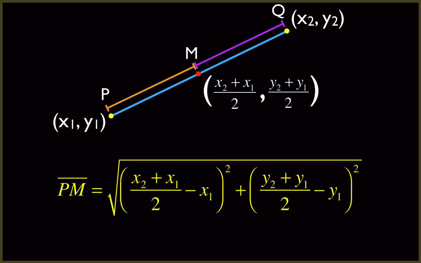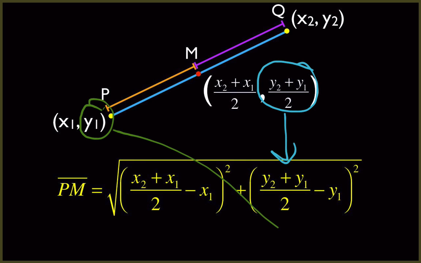The same thing is true for the y. Here's my second part of the y, and my first part of the y. Together they are subtracted and then squared. The last step is to take the square root.